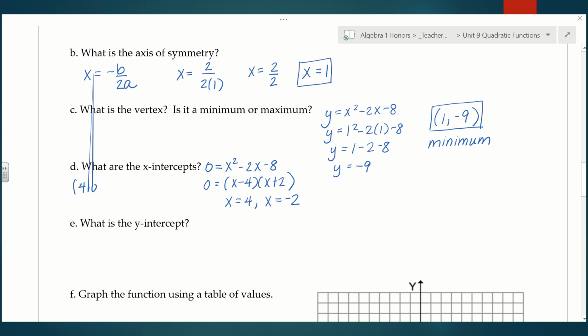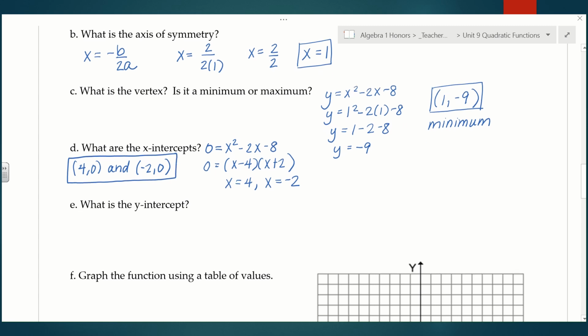So the x-intercepts would be 4, 0, and negative 2, 0. So there are our x-intercepts.